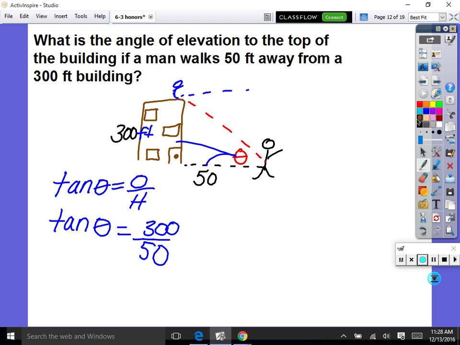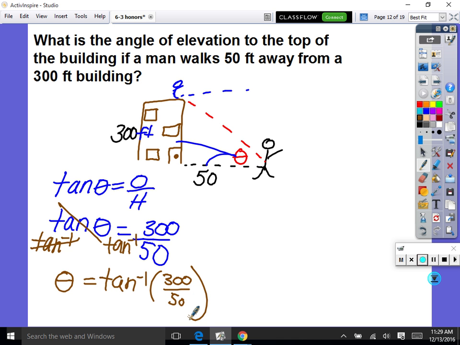So we need to undo tangent. The only way to undo tangent is to apply the inverse. So we do tangent inverse, because you've got to do it to both sides of the equation. Inverse tangent and tangent cancel out. That's what inverses do, they undo each other. So theta is equal to the tangent inverse of that side. So type it in. What do we get? Now we are typing it in, so you'll need it to be in degrees. 80.5 degrees is the angle of elevation.